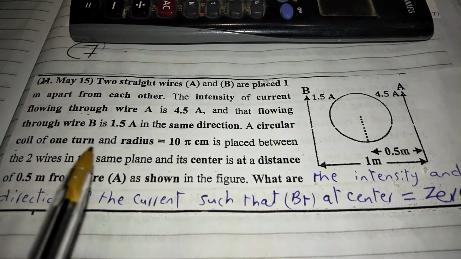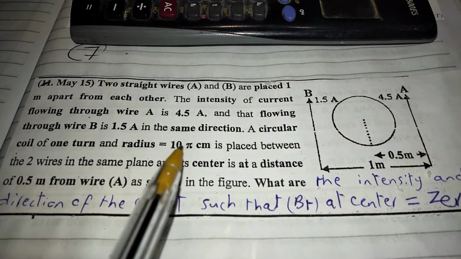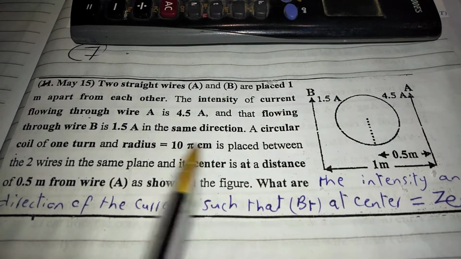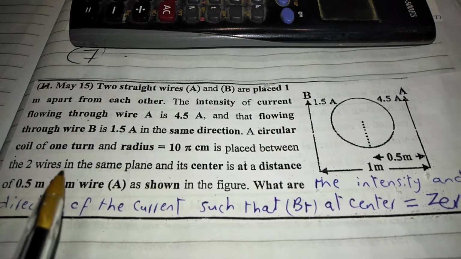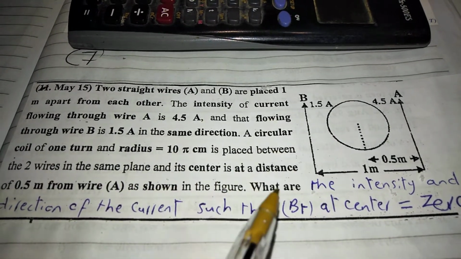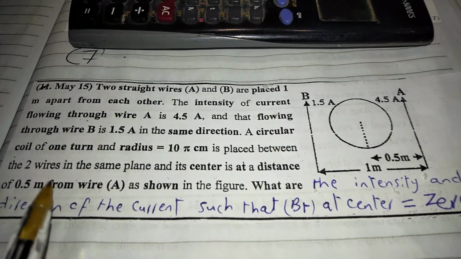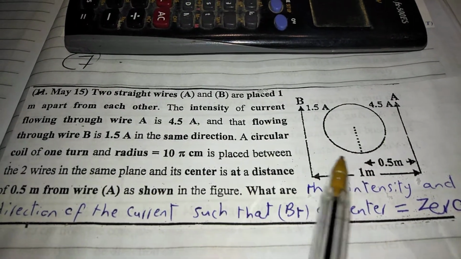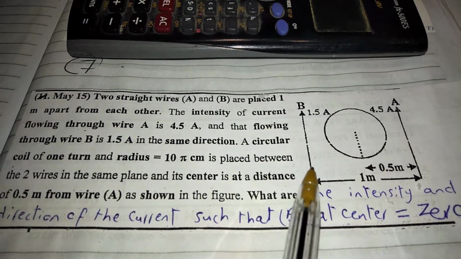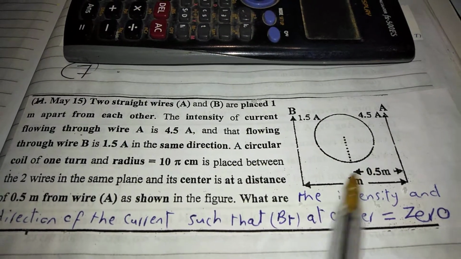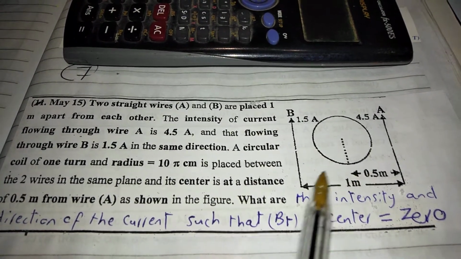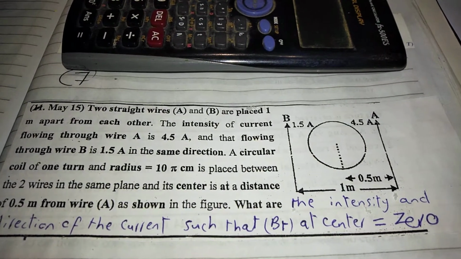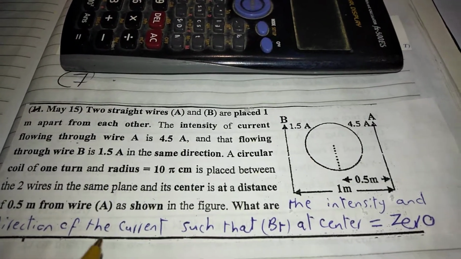A circular coil of one turn and radius equal 10 by centimeter is placed between the two wires in the same plane, and its center is at a distance 0.5 meter from the wire A. That is, it is away 0.5 meter from the wire B. By subtraction, we can conclude that this distance is also 0.5 meter long, as shown in the figure.